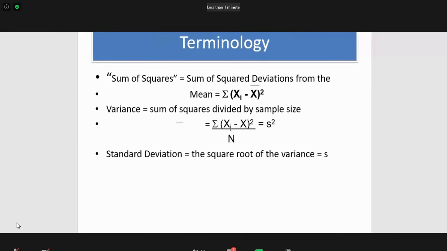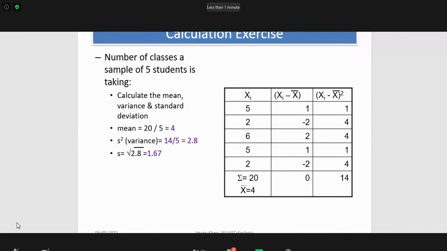Then this is the formula for standard deviation. The sum 14.5 divided by n gives 2.8, which is your variance, and when you take the square root of 2.8, it becomes 1.67. So S square is used to denote the variance, and S is used to denote the standard deviation.